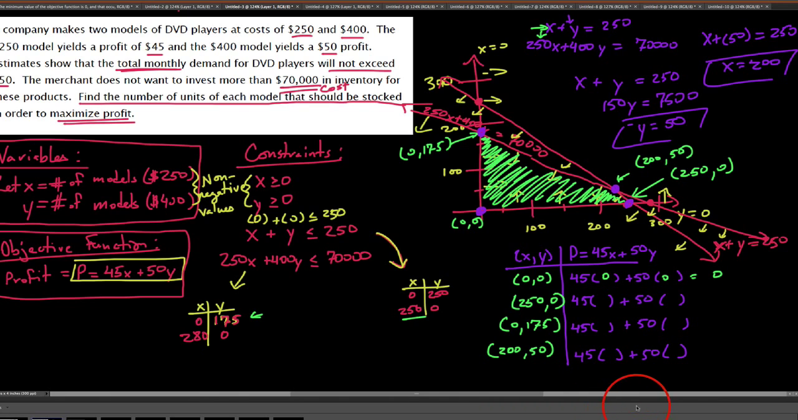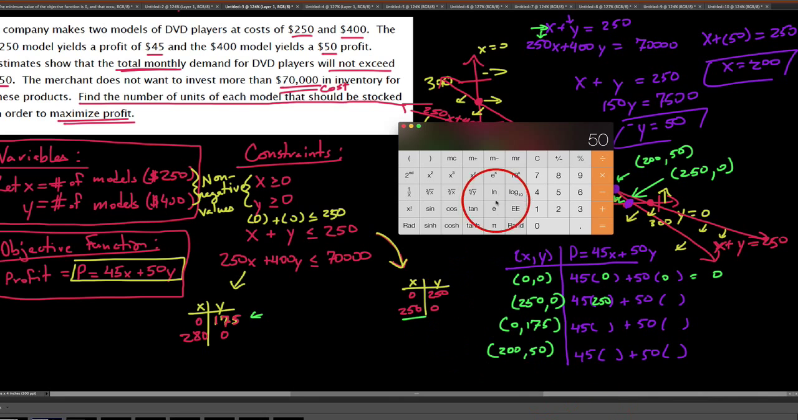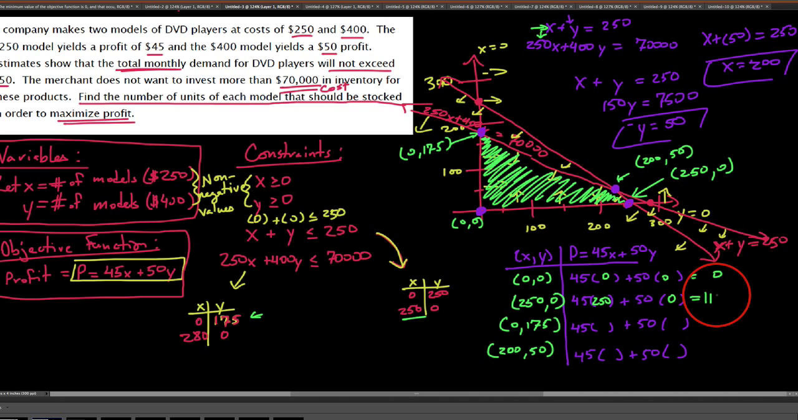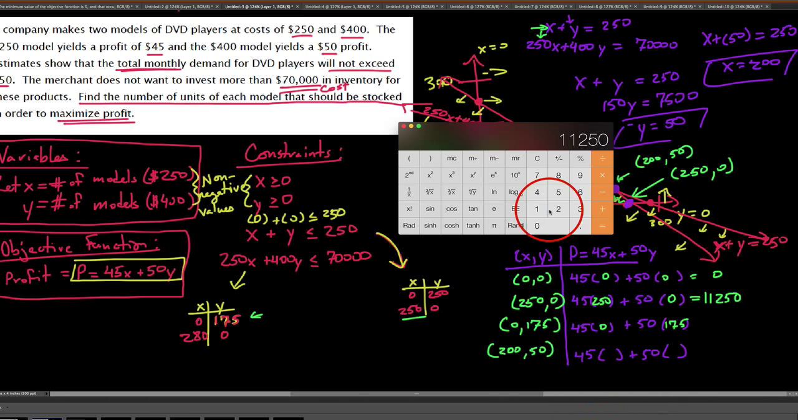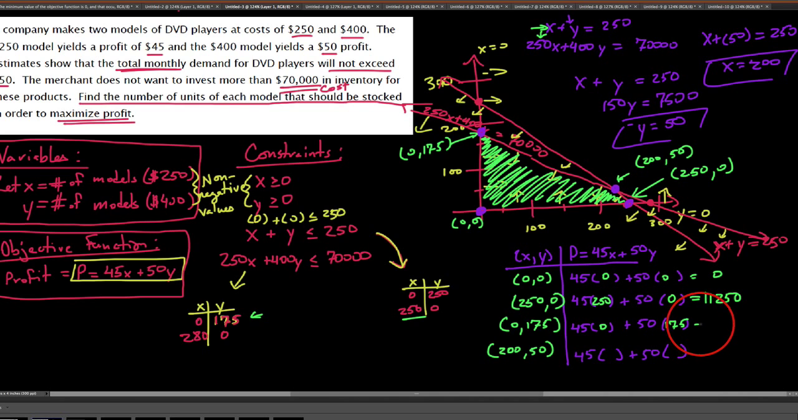But when we plug in, say, 250, comma 0, we might be able to make it through this without my graphing calculator. We say 45 times 250 is 11,250, and then this is going to be times 0, so we get 11,250. When we plug in 0, 175 here, I'll take 175 times 50. 175 times 50 is 8,750, so not as much as what we saw right here.